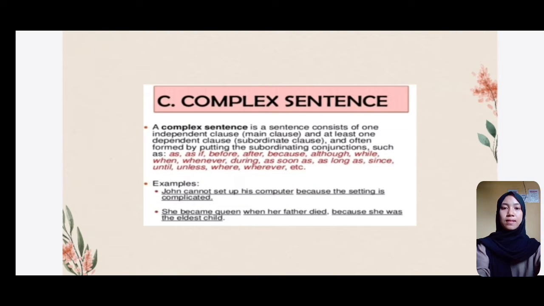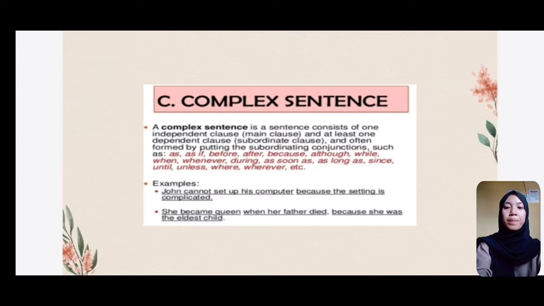Complex sentence. A complex sentence is a sentence consisting of one independent clause, main clause, and at least one dependent clause, subordinate clause, often formed by using a subordinating conjunction, such as if, before, after, because, although, while, when, whenever, during, as soon as, as long as, since, until, unless, where, wherever, each.